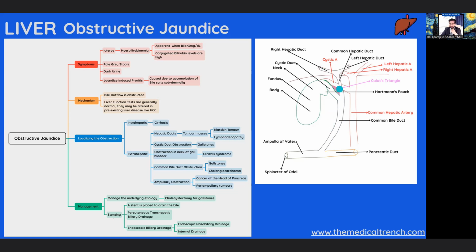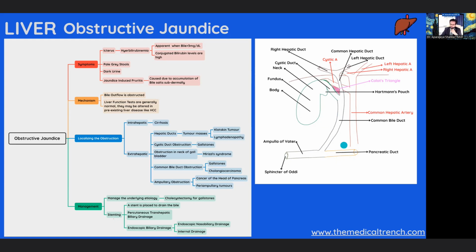When all of this bile comes together, it is already conjugated. Inside the liver, you have the conjugation system, right? So all of these obstructive jaundices occur because there is something that is compressing this outflow system of the bile.